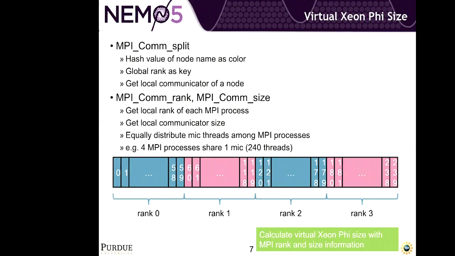So here's an illustration with 8 MPI processes per node. 2 cores are used by 1 MPI process, and in the other case 60 threads are used by 1 MPI process. Here's a brief introduction of how we do this. We get the local communicator with MPI comm split, then get the local rank and the comm size, then calculate the number of threads for one MPI process. In this example, 4 MPI ranks share one MIC, so 60 threads per rank.